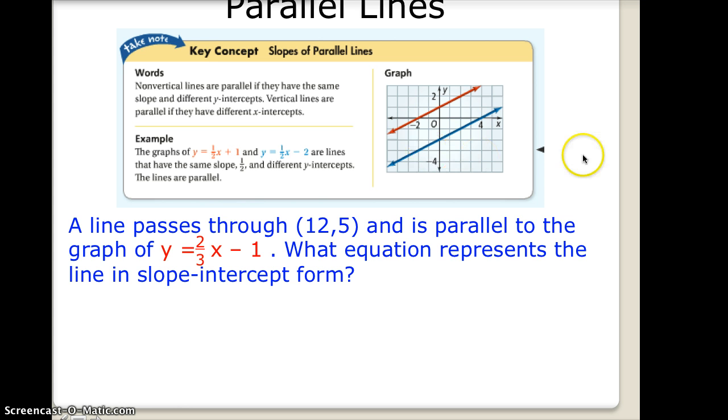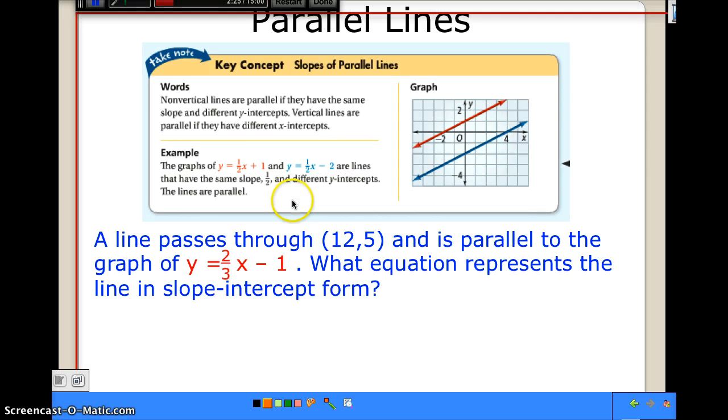One of the things that you want to understand, which I'll highlight in here, is that if they are parallel, then they have the same slope. So when two lines are parallel, they have equal slope. So if you can find the slope of one of the lines, then you know the slope of the second line, as long as they tell you those two lines are parallel.